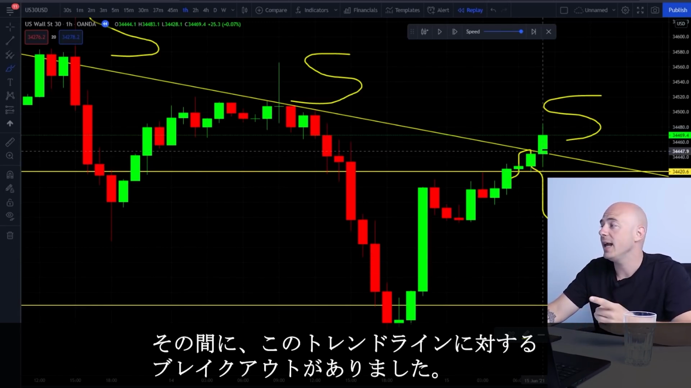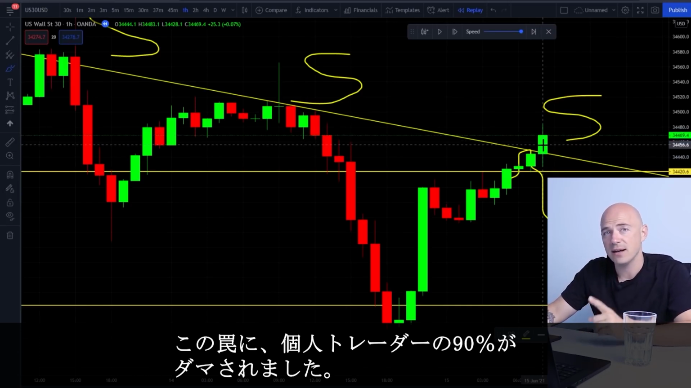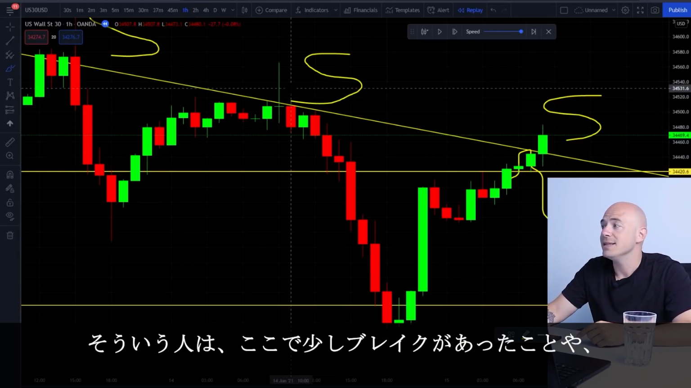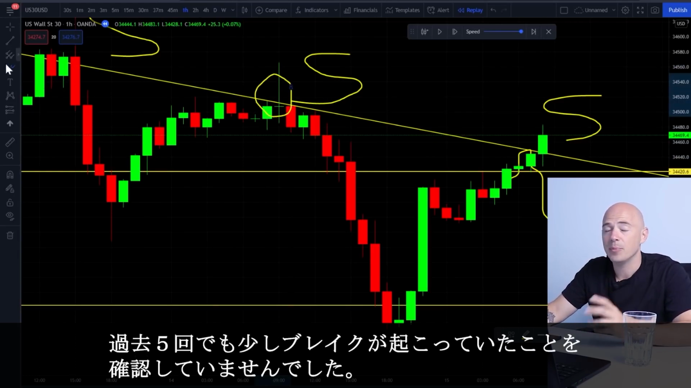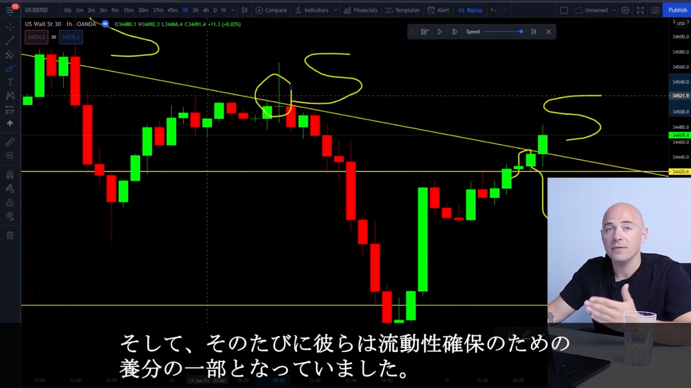But during that time, we had a breakout of this trend line. This is the trap that 90% of retail traders fell for. They didn't see it here and they didn't see it on the previous 5 times that it happened, but every time they were a part of a liquidity grab.